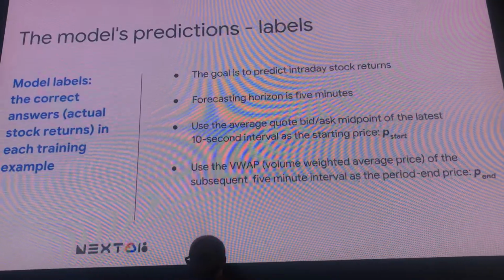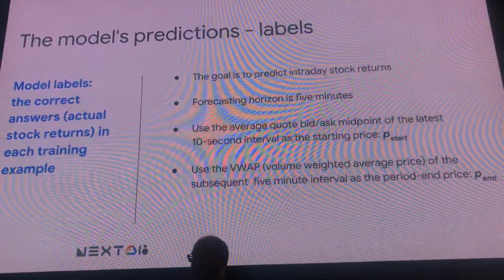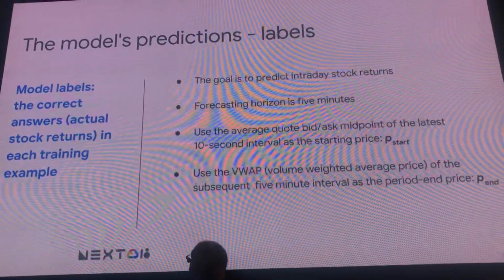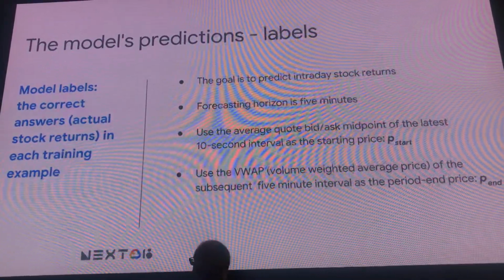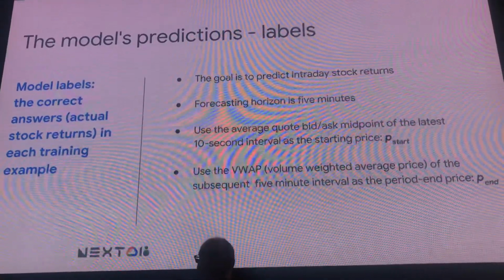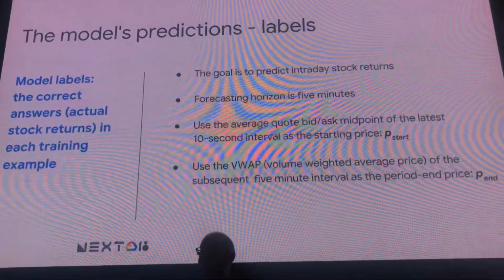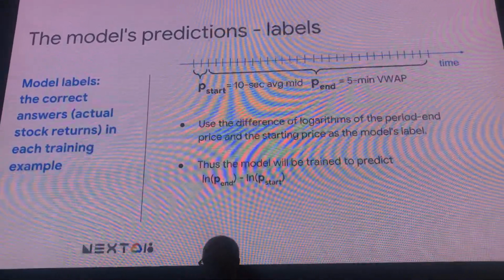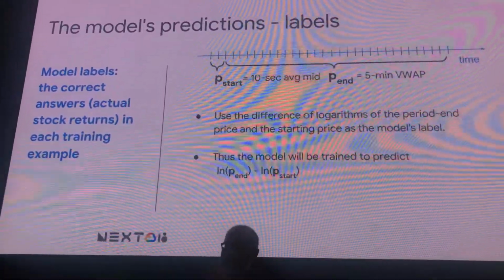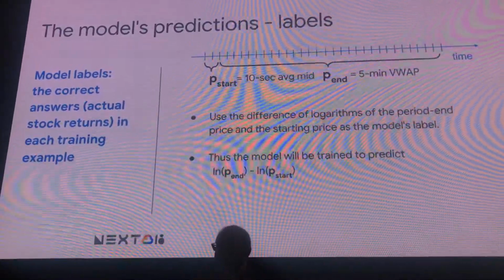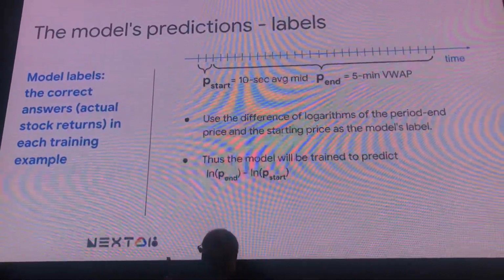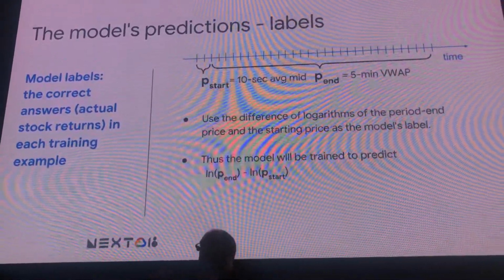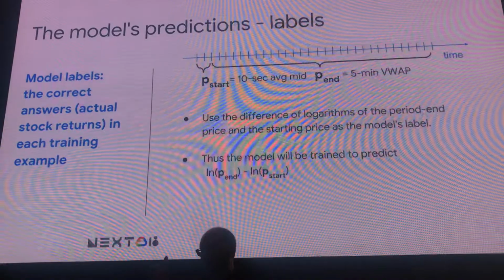And that is actually relevant because when you schedule sub-orders, you want to know what will be the VWAP, not just some price at some random point in time, but VWAP may be more relevant here. So this is the picture that illustrates what exactly we're doing. We are calculating the average midpoint. We're calculating the VWAP for the next 5-minute interval, and we take the logarithm of those two values, and the difference of logarithms is the label that we're going to be using for training the model.